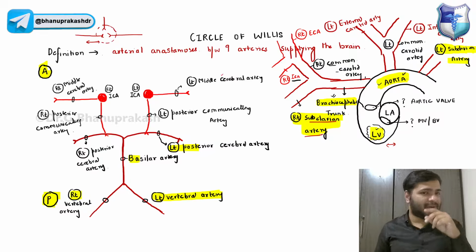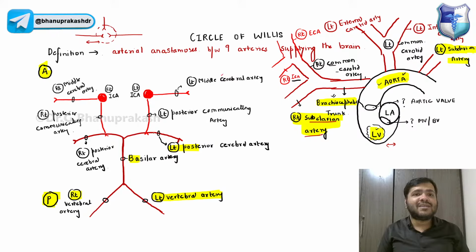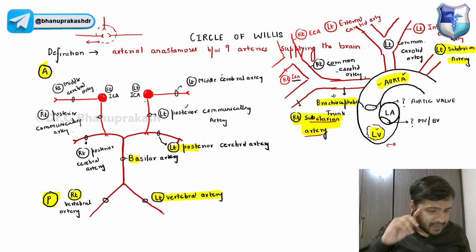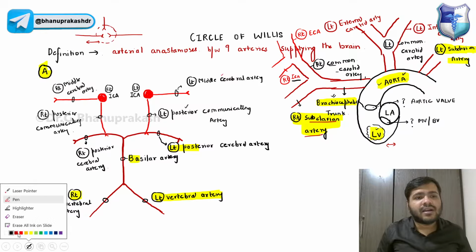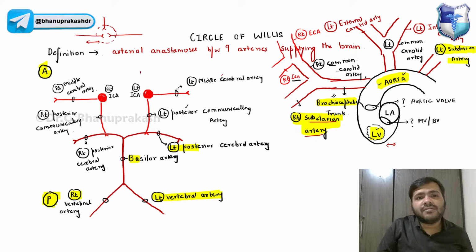I've already told you, but sometimes it will be confusing, guys. Some think the left posterior communicating is coming from the left posterior cerebral artery. It is not correct. The left posterior communicating artery is coming from the internal carotid artery. Now, from the internal carotid artery, we have other branches, guys.